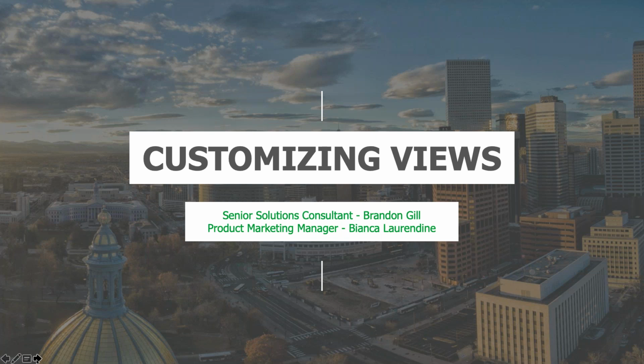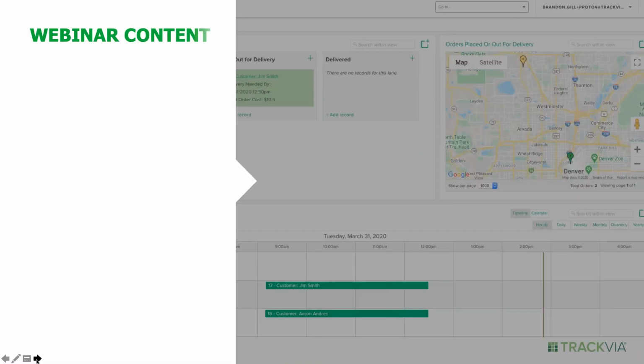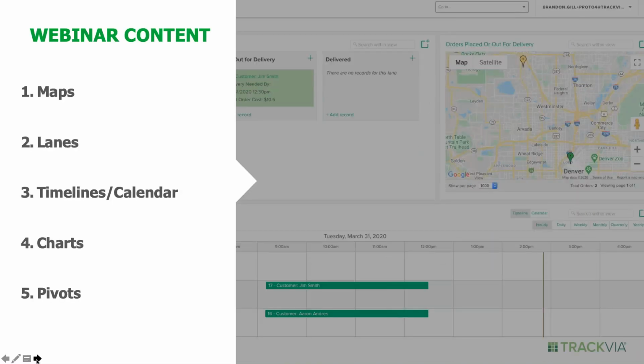Specifically, we're going to be looking at different types of views available in the platform, how and when you might use them, and some best practices when it comes to building views and placing them on your dashboards. Today, our agenda covers maps, lanes, timelines or calendars, charts, and pivots. We'll also cover some best practices when it comes to creating and editing your views and how you can take advantage of conditional formatting to enhance views for your users.